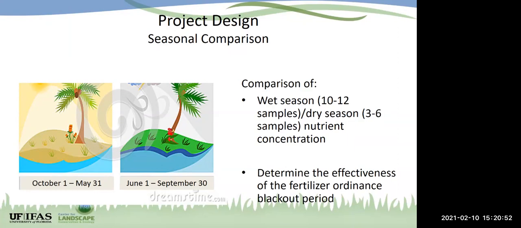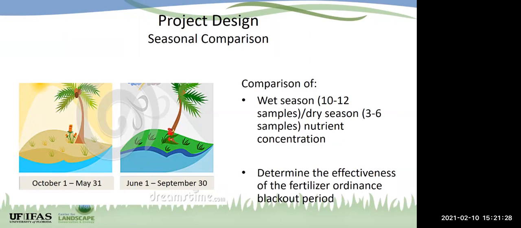And we wanted to compare nutrients, nitrogen and phosphorus, in that stormwater runoff during the dry season and during the rainy season. So the dry season being October to May and the wet season being June to September. We also wanted to see if there was an effect of the local fertilizer ordinance blackout period. So if you're not familiar with that, many places in Florida have a local fertilizer blackout period. During that time, you cannot apply urban turfgrass fertilizers to your lawn.